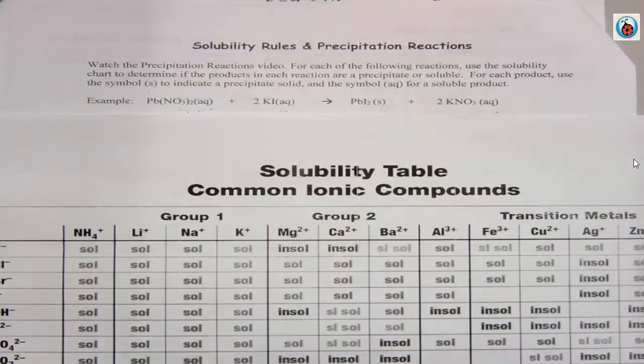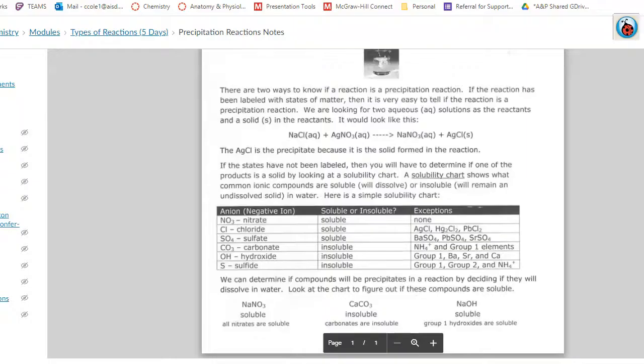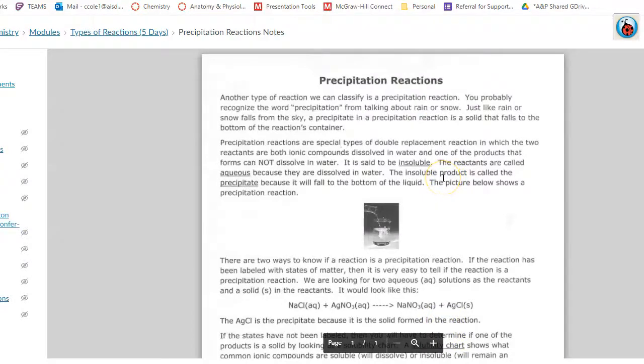So what is a precipitate? You've heard that word before. Let's look back here. A precipitate is when you have two aqueous solutions, and you put them together, and one of them falls out. Just like rain or snow falls from the sky, a precipitate in a precipitation reaction is a solid that falls to the bottom of the reaction's container. And if you choose to do this lab, you will see this happen.